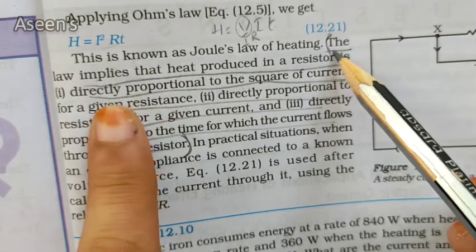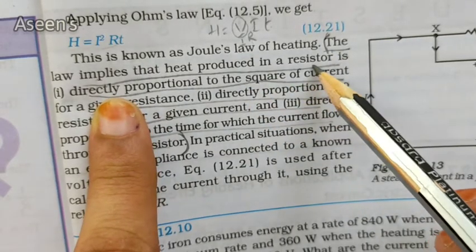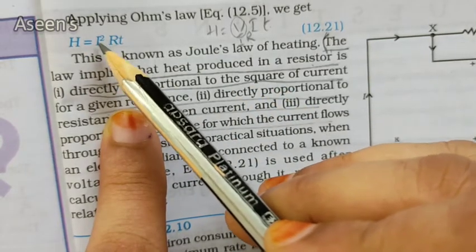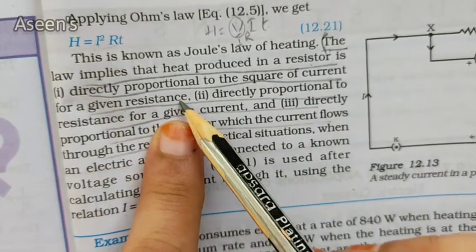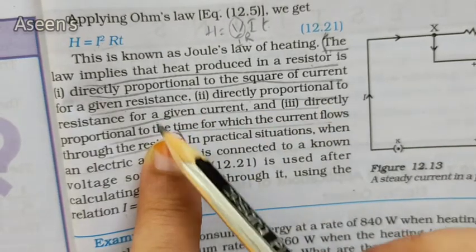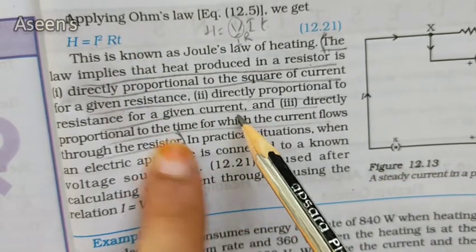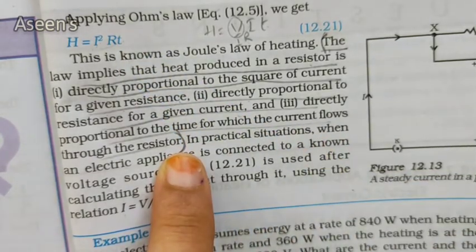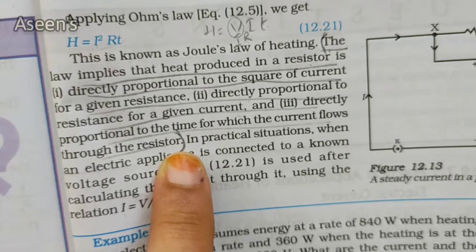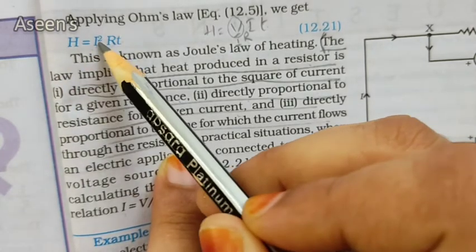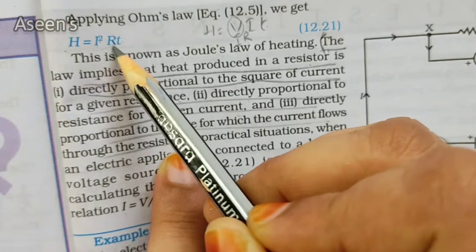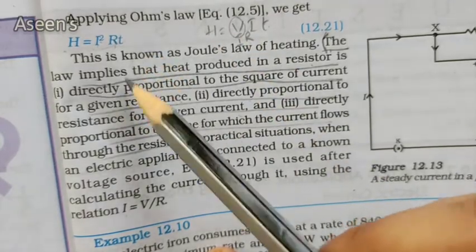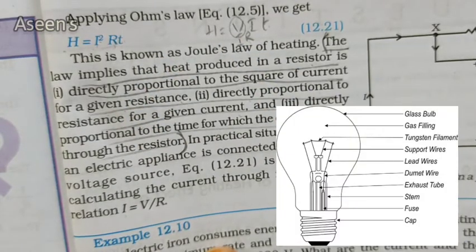So the law implies that heat produced in a resistor is directly proportional to the square of the current for a given resistance, directly proportional to the resistance for a given current, directly proportional to the time for which the current flows through the resistor. So it's directly proportional to the square of the current, the resistance, and the time. So that is how we can define it directly from your formula itself. The definition starts.